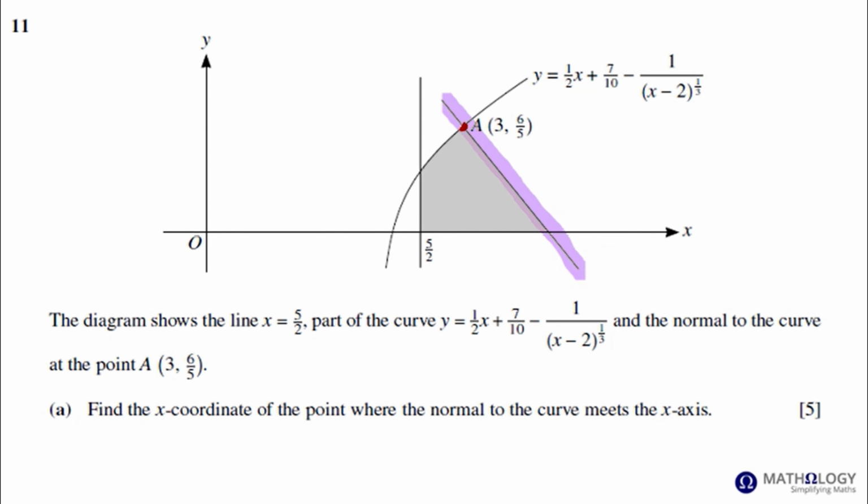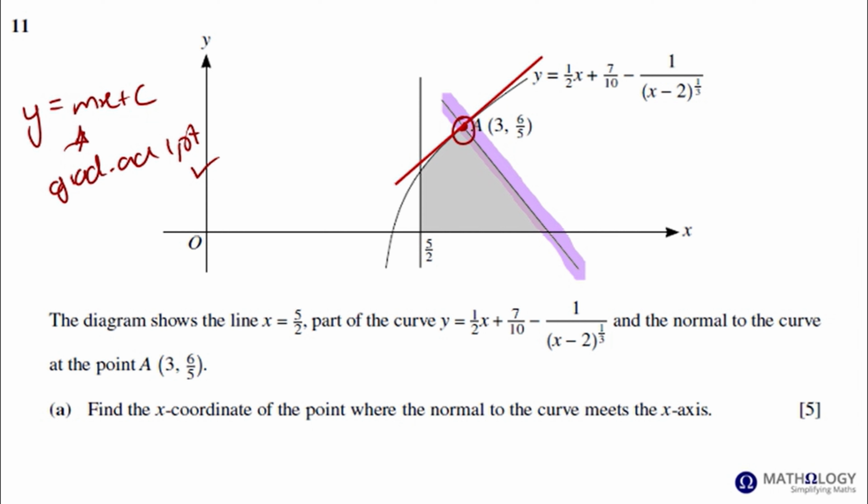So to find the equation of a normal, which is a straight line, we need to know the gradient of the line and one point that lies on the line. We've got that point. That point is A. We just need to find the gradient of the normal. To find the gradient of the normal, we're first going to find the gradient of the tangent to the curve at A.